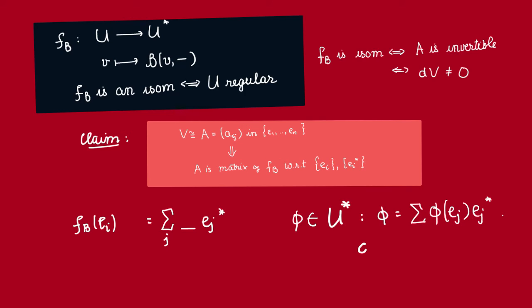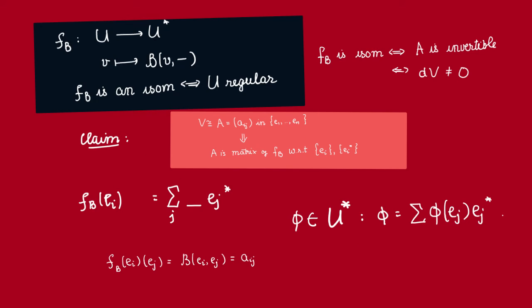Well, we just apply both sides, for example, to e_i. If we apply both sides to e_i, we don't know this coefficient, but the dual basis element is going to be 0 except when j is equal to i. So it picks out, so the coefficient in front of e_i dual is just phi(e_i).